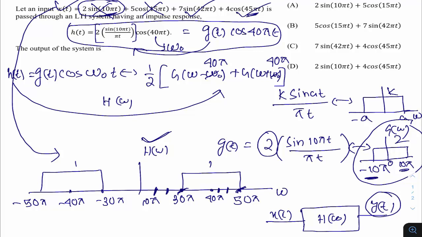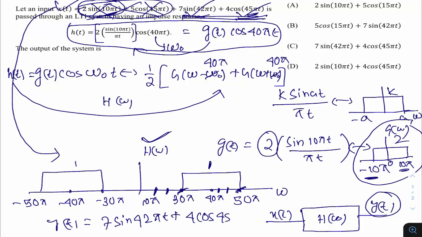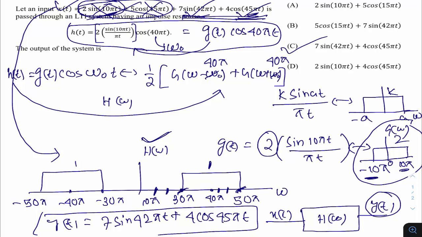So if these inputs pass through the system, the first two sinusoids will be blocked because they are in the stop band range, and these two will be passed to the output because they are in the pass band range and the filter gain is 1. So as it is, these two components will be passed. So if I ask you y of t, it will be 7 sine 42 pi t plus 4 cos 45 pi t. This will be your output. That's all. And if you check, this is given in option C, 7 sine 42 pi t plus 4 cos 45 pi t. So this is the answer. So the key is option C.